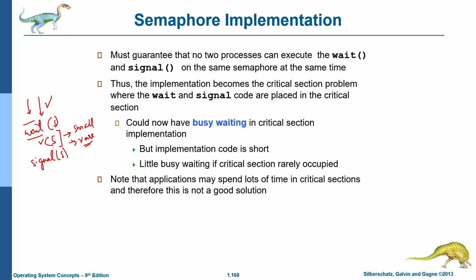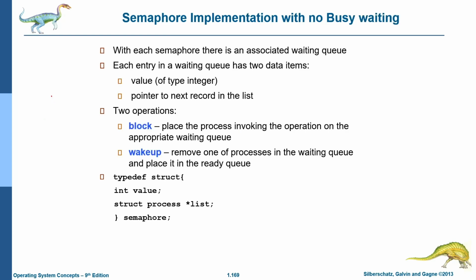So then very rarely would somebody have to be stuck in the while loop, because the critical section is very rarely run. In those situations, busy waiting is fine. But in other situations, we can implement semaphores using blocks and wake ups. Well, let's look at this structure.